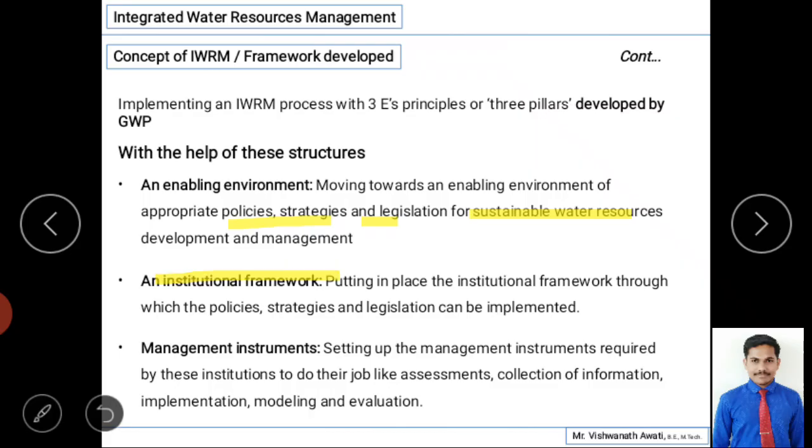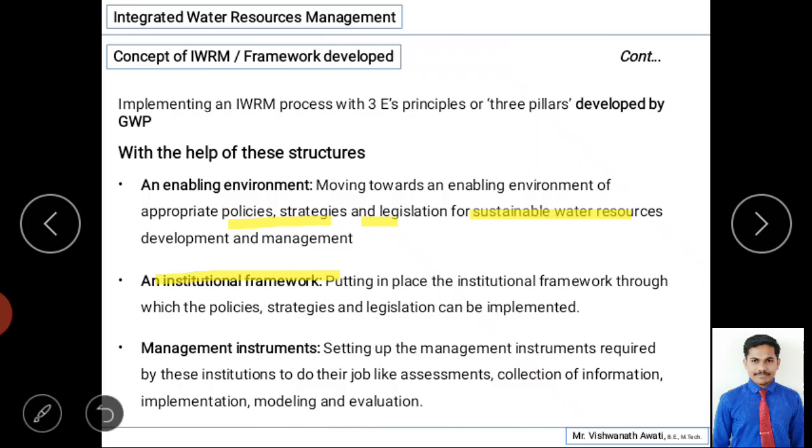Institutional framework means what? For example, a police station. A police station is an institute, but that police station is working under rules and regulations, right? Even we have a hierarchy. There will be different officers, and based on their designation, they are working according to the rules and regulations, according to the framework. That framework has to be created for integrated water resource management.